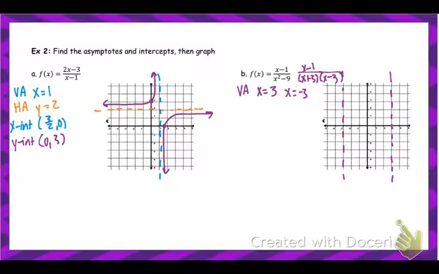Then we'll go to our horizontal asymptote. In this case, the degree is higher on the bottom, which means our horizontal asymptote's at y equals 0. Then we do our intercepts. To find the x-intercept, I set the top equal to 0. And then to get the y-intercept, I plug in 0 for x. And this is easier if you use the non-factored, because then I can easily see it's just 0, 1/9.